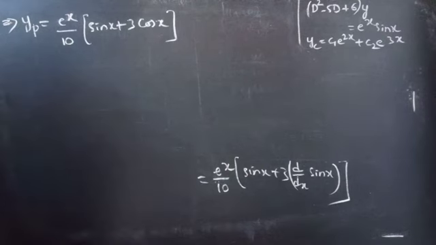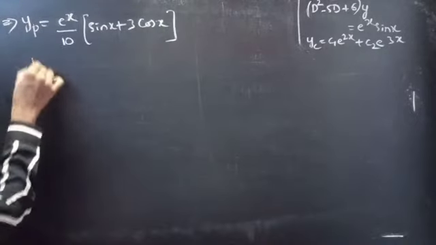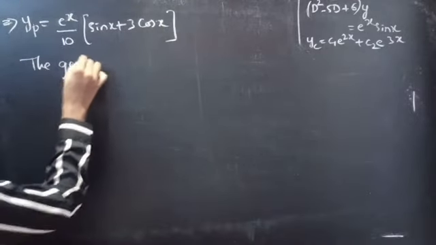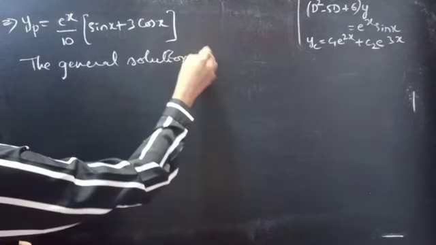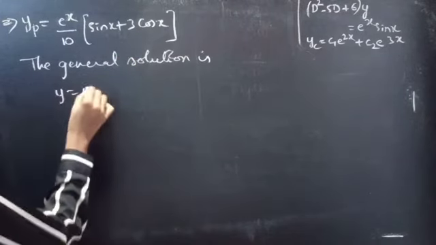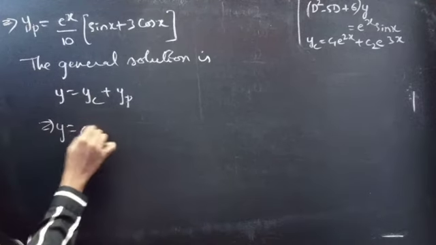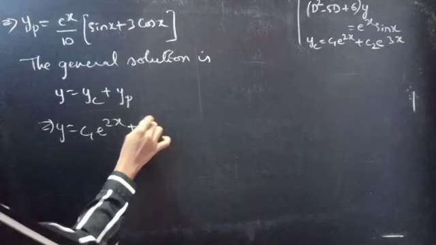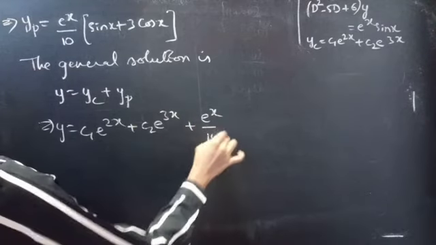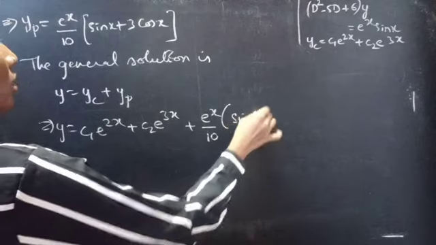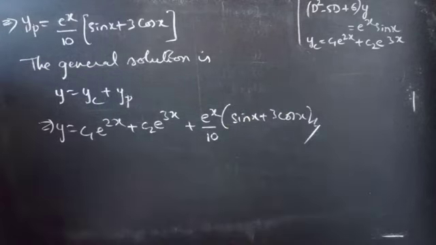We got yc and yp, so now let's write the general solution. The general solution is given by y equals yc plus yp. Then y equals yc, we have c1 e^2x plus c2 e^3x, and yp is e^x by 10 into sin x plus 3 cos x, which completes the problem.